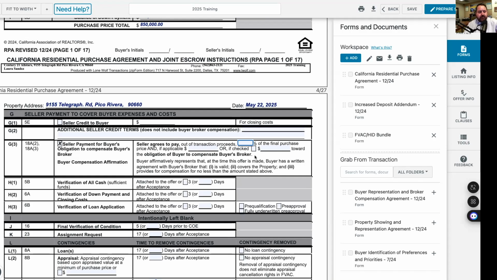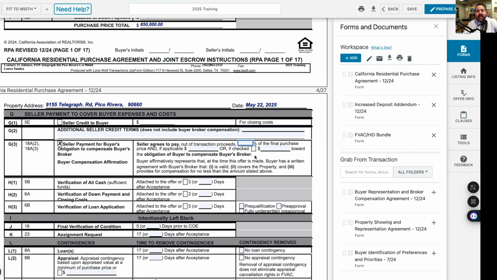addressed in paragraph 3G3, it says seller agrees to pay out of transaction proceeds blank % of the final purchase price, and if applicable, any other things, bonuses or whatever, or if checked, a flat rate toward the obligation of buyer to compensate buyer's broker. Buyer affirmatively represents that at the time this offer is made, buyer has a written agreement with buyer's broker that is valid, covers the property, and provides for compensation for no less than the amount stated above.